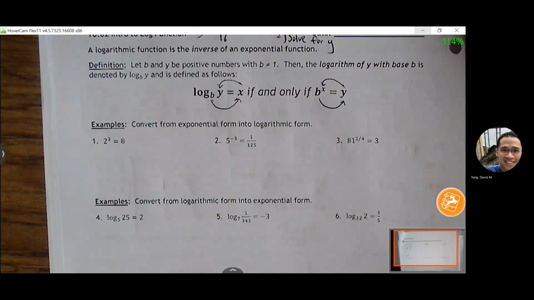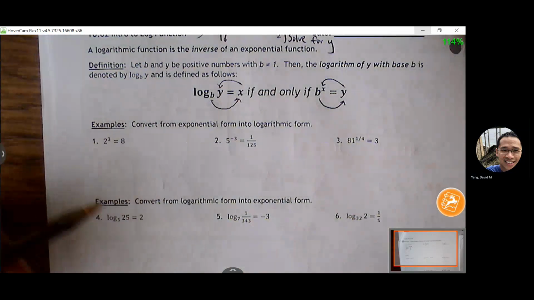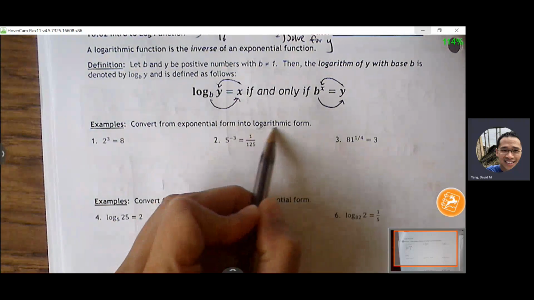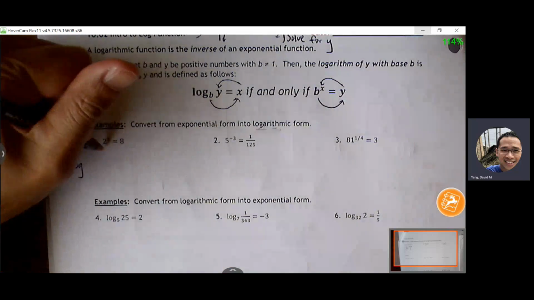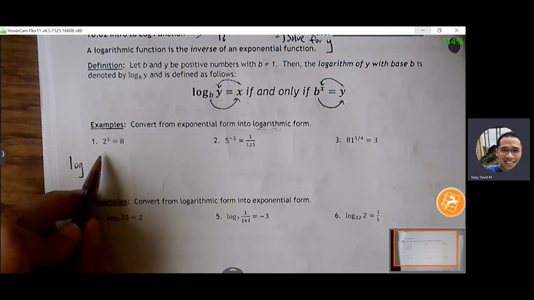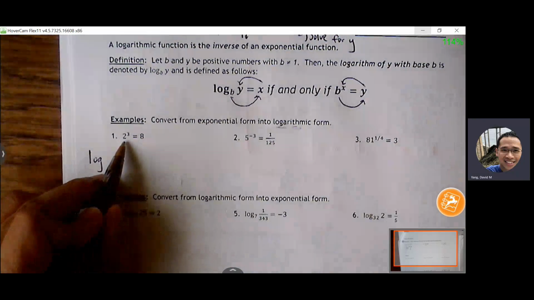Okay, so it says convert from exponential to log form. That means we want log to show up, right? So we say log base 2, okay? Because that's the base of my exponent, but it's also the base of my log.